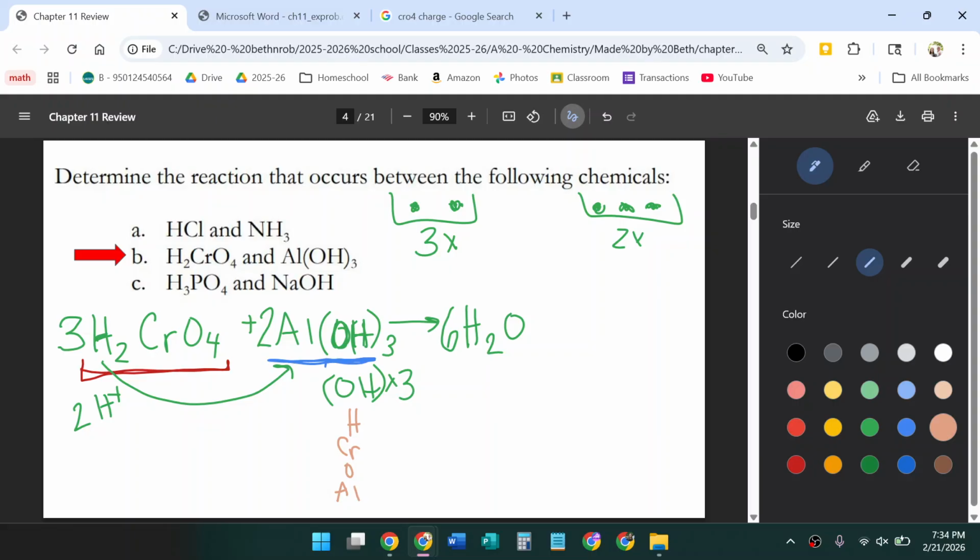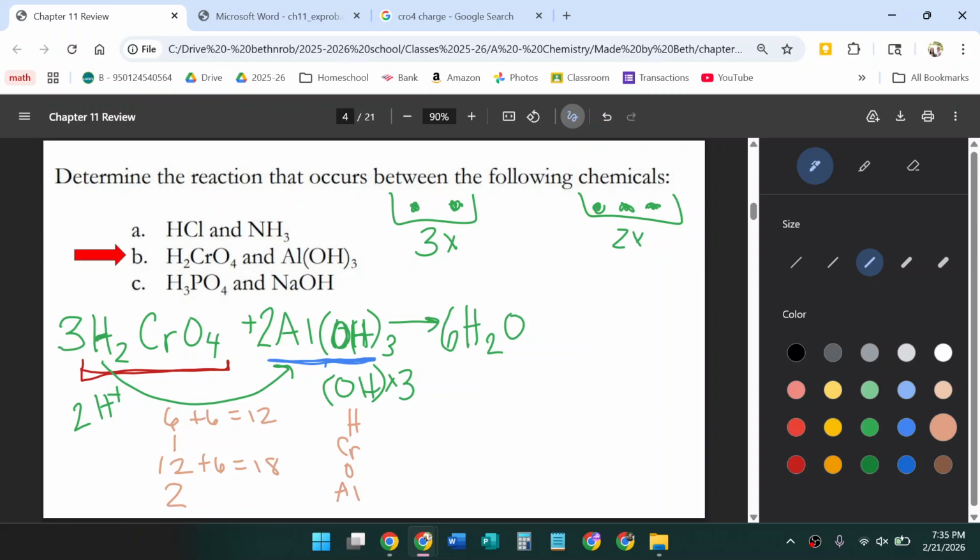So on this side, we have 6 H's from here, plus 1 Cr, plus 4 O's, but there's 3 total, so 4 times 3 is 12. And then we have 2 of the Als. And this OH in here means we have more O's and more H's. So we have 3 O's times 2, that's 6. So we have to add 6 more. And then we have 3 H's, because there's a little 3 here, so that means we're buying like a 3-pack of OH. But we bought 2 of them, so 3 times 2 is 6. So we have 6 H's, so that makes 12.